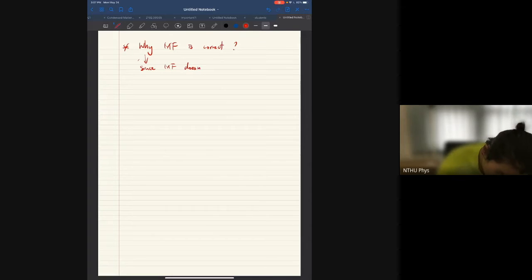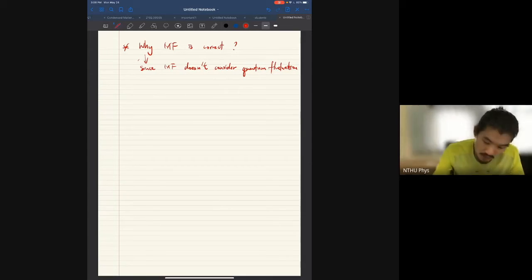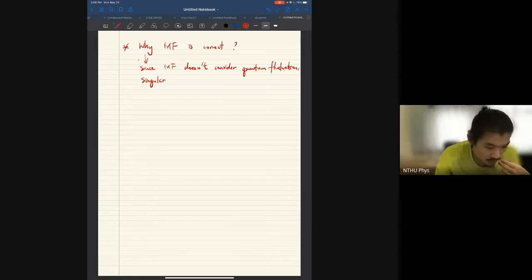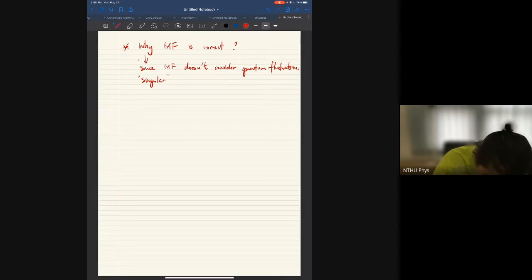Okay, so since mean field doesn't consider quantum fluctuation, we will think mean field should not get the correct result. However, singularity is the key point to extract the critical exponent, right?